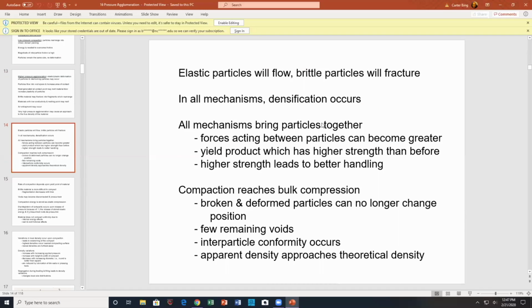In all mechanisms bringing particles together, forces acting between particles become greater. This yields a product that has higher strength than before. Higher strength leads to better handling. You have no breakage occurring when you handle this stuff, or breakage is reduced.